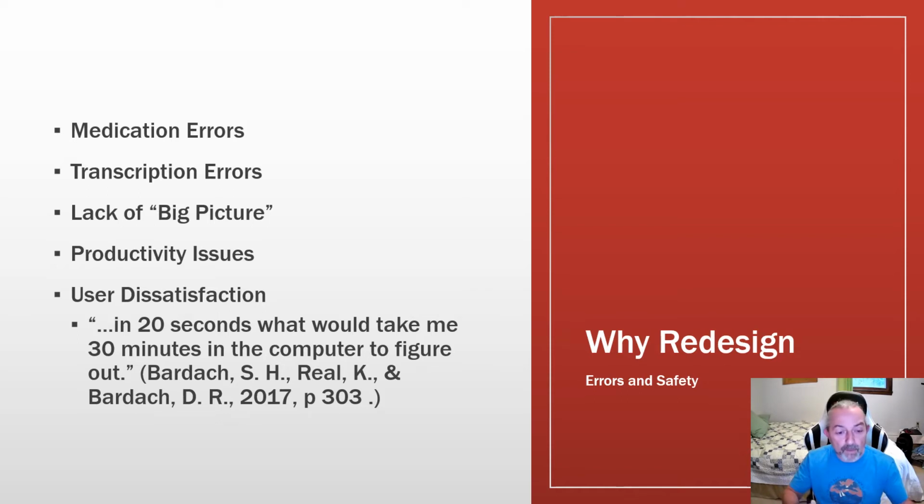One of the studies that I had done some research on and read about did a really good job of presenting both sides of the ideas of the EMR and doing the redesign. But one of the quotes from one of the physicians was that what would usually take him 20 seconds to find out what he needed to do, now it would take him 30 minutes in the computer to try to figure that out. And that was because the information is not clearly organized or easily accessible sometimes through an electronic health record.